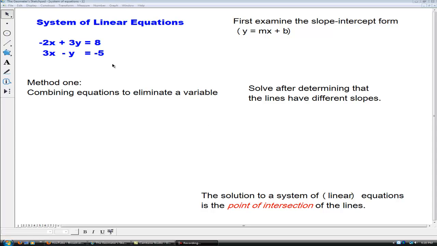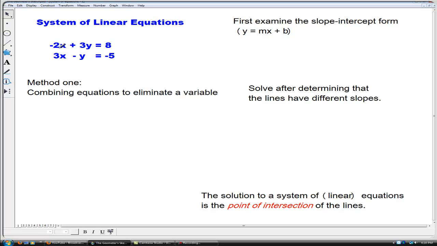Our topic for this video is a system of linear equations. What that means is we have two lines. This particular form, where we have our x term combined with our y term equaling some constant, is called standard form. What we should do first is convert each of these standard form equations into slope-intercept form. So let's do that first.